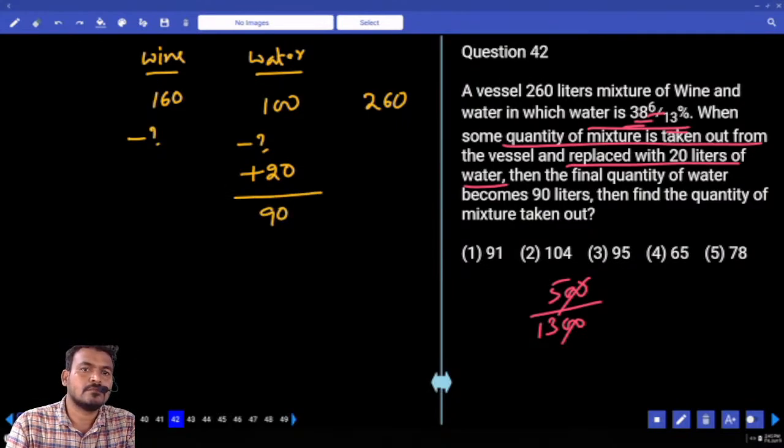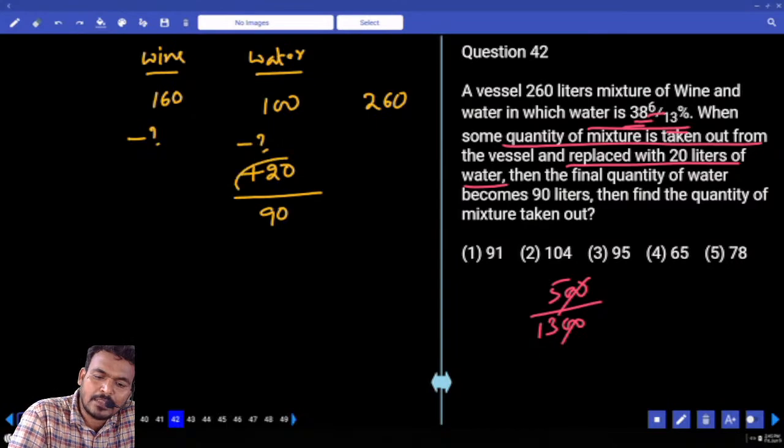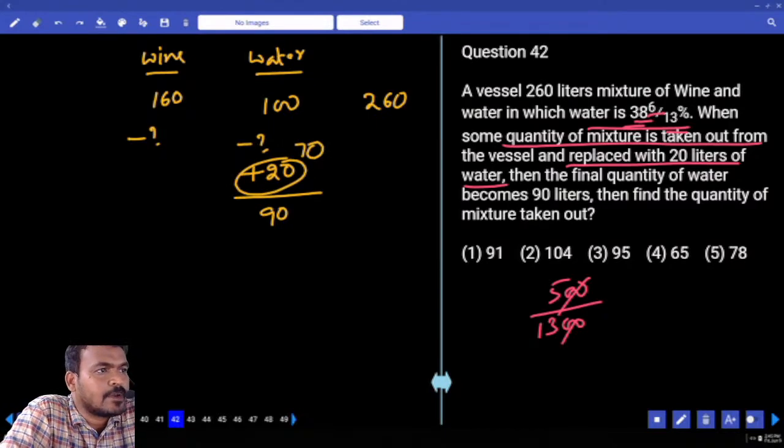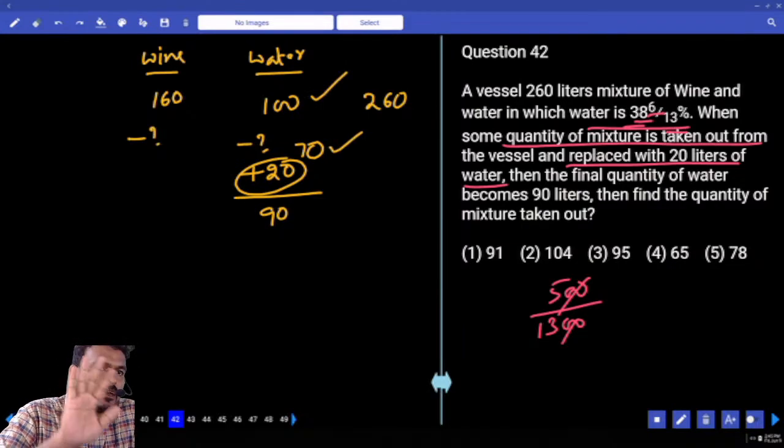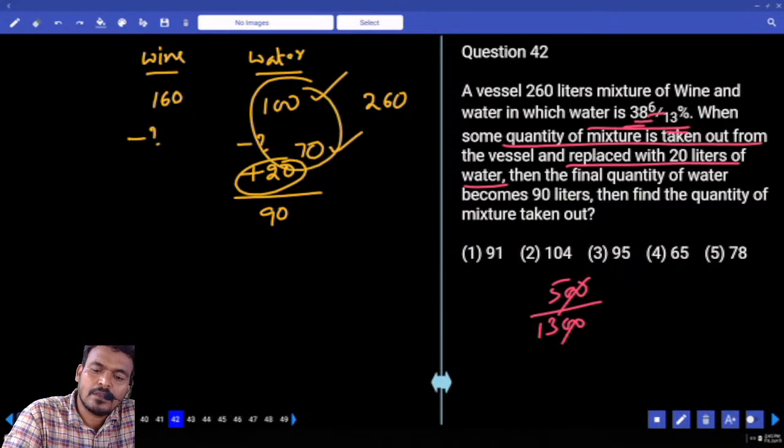90 liters. Okay. That 90 is after adding 20 liters of water or before adding the 20 liters? After adding. Means after adding 20 it becomes 90, so before adding the 20 it was 70. That 70 is after taken out or before taken out? Before, how many liters of water? 100. In that, how many liters are left? 70. How many liters are taken? 30.